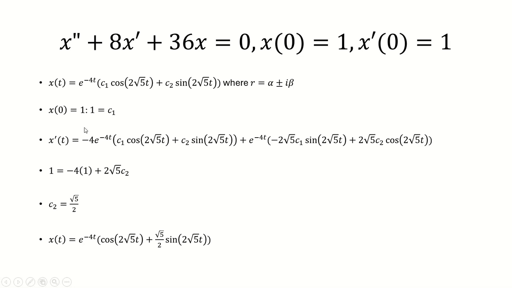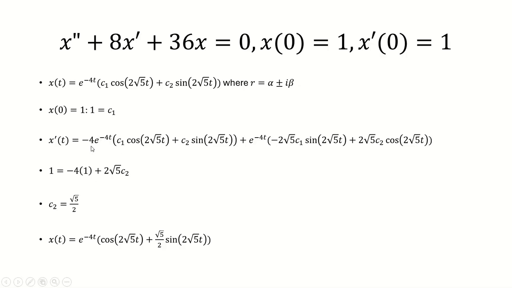And then to use x prime of 0 equals 1, we must take the derivative of x of t. To do that, we have to use the product rule. So we take the derivative of e to -4t first, to get -4 e to -4t, and then times whatever is in the parentheses, plus e to -4t times the derivative of the parentheses. And then we just plug in 1 on the left side for x prime of 0, and then we plug in t equals 0 on the right side.